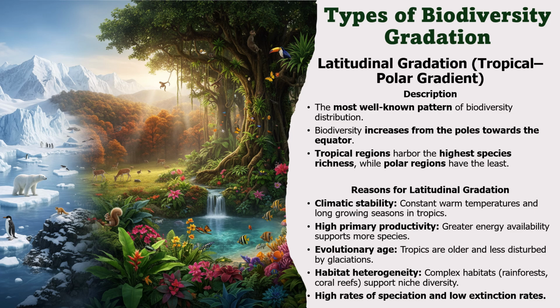This variation is attributed to factors such as climatic stability, high primary productivity, and greater evolutionary age of tropical ecosystems, which have remained largely unaffected by glaciations. Accordingly, the structural complexity of tropical habitats like rainforests and coral reefs fosters niche specialization. Examples include the highly diverse Amazon rainforest, Western Ghats, and Eastern Himalayas, in contrast to the sparsely populated Arctic tundra.